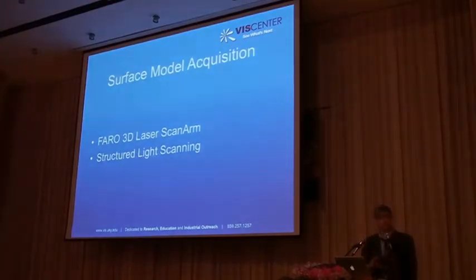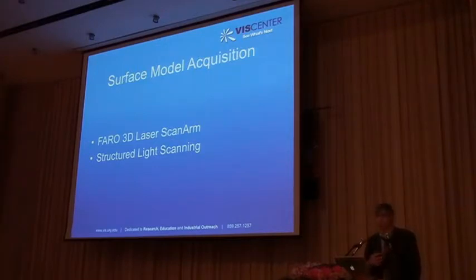Okay, so let's go on to the second. So now we've acquired a digital image. We have that data in many wavelengths. Now what we'd like to do is get the surface model acquisition. We want to get the three-dimensional model of the artifact that we're imaging.